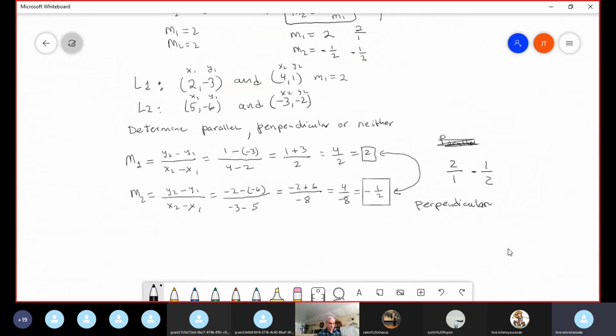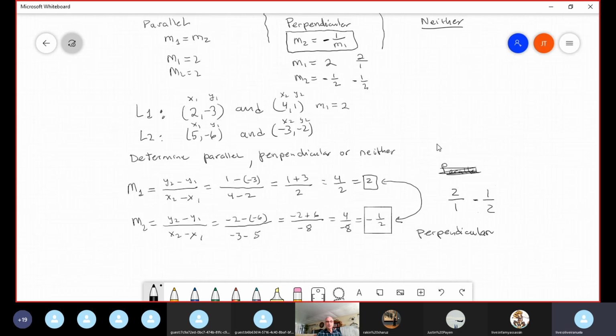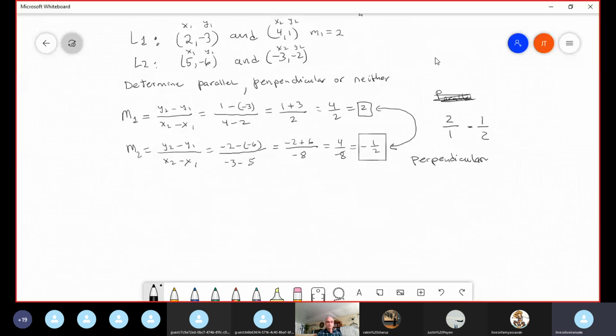I have a question, Professor. Please. When it's parallel, they have to be equal. The slope 1 and slope 2 need to be equal. If equal, you can affirm that it's a parallel line. Okay, Professor. Okay. And when it's neither?